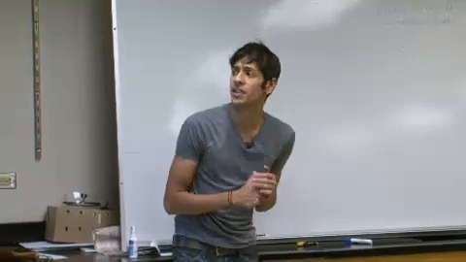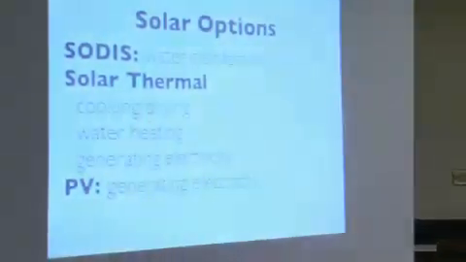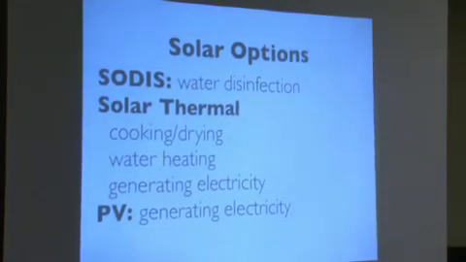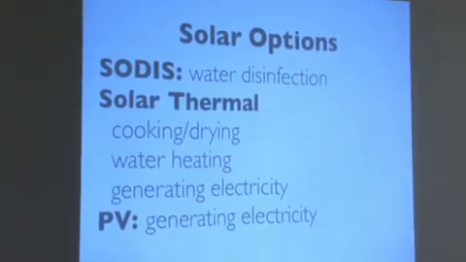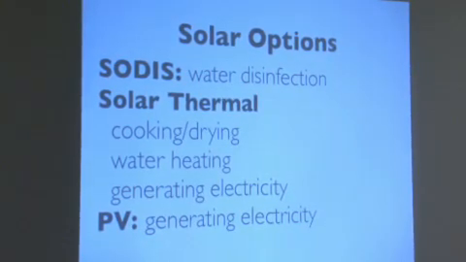Different types of solar technologies now. The first one we're going to talk about is SODIS. So you have SODIS, you have solar thermal. Solar thermal is where you're using heat from the sunlight directly. So you're using solar radiation to heat things, and there are three big ways you can do this. You can use it for cooking and drying, you can use it for heating of water, and you can use it for generating electricity. And you also have photovoltaics, which we worked with last time for generating electricity.